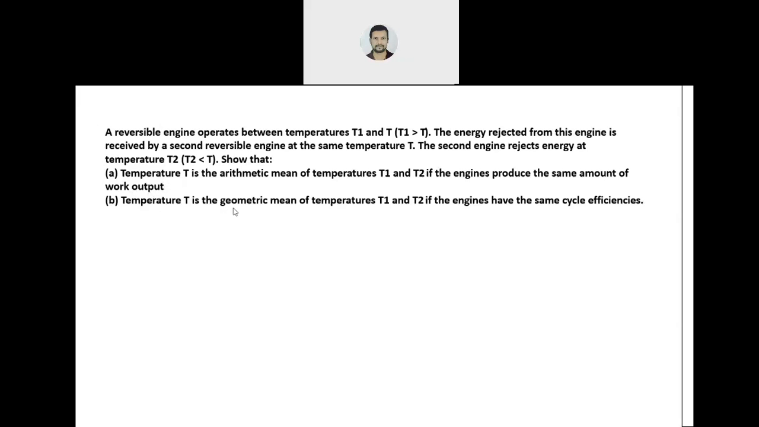Next, temperature T is the geometric mean. Now what is geometric mean? Root over T1 T2. T equals root over T1 T2 when both the engines have the same efficiency. So there are two important conclusions you can use directly for solving numericals. If in the question it is given same work output, then you can write T is the arithmetic mean of T1 and T2. Next, if it is given same cycle efficiency, then you can say T is the geometric mean of temperatures T1 and T2. This you have to prove.